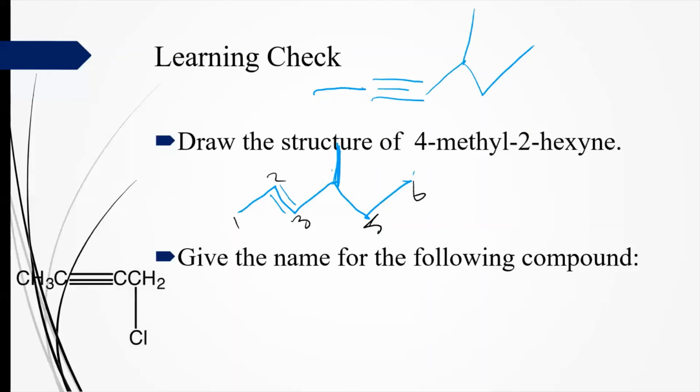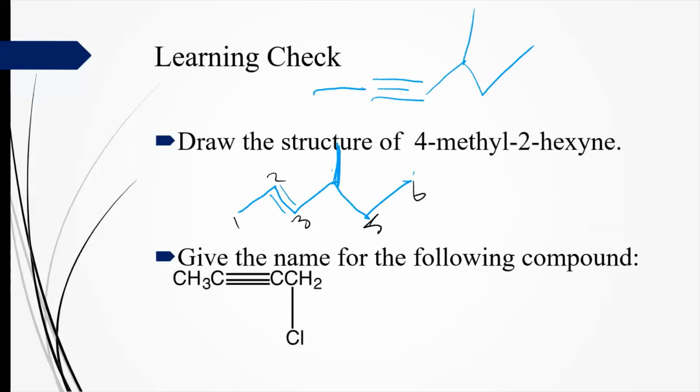And then for this one, let's go ahead and name the following compound. So we want to look at where our carbons are. So we have carbon 1, carbon 2, carbon 3, carbon 4. So we should be starting with butane. Now, we know that it can't be -ane because we definitely have a triple bond in there. So we need to end it in -yne.